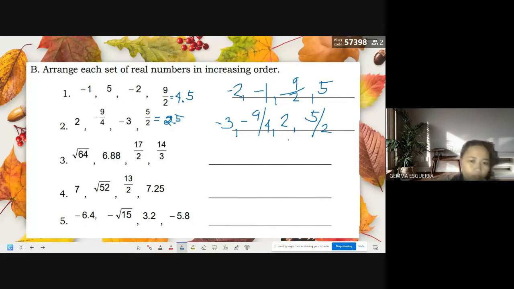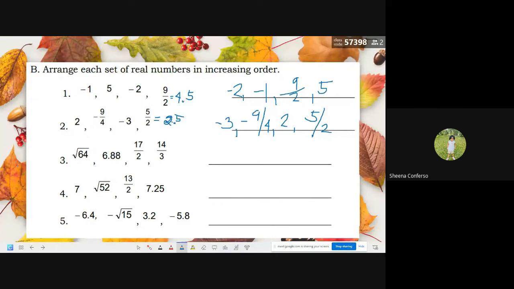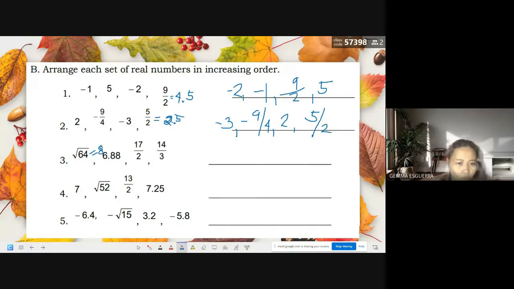Okay, next. Number 3. Sa number 3 na tayo. Number 3. Which is the smallest number? 17 over 2, 14 over 3, square root of 64. What is the value of square root of 64? Sige nga. 8 po. Okay, very good. This is 8. O 8 po ito. So, tingnan natin. Ang pinakamaliit.